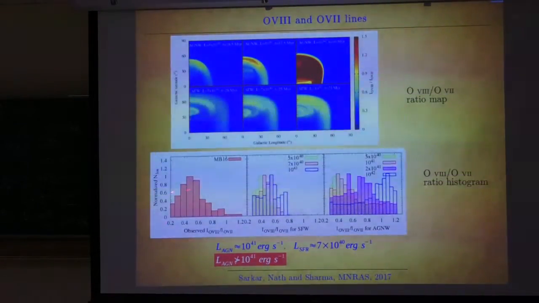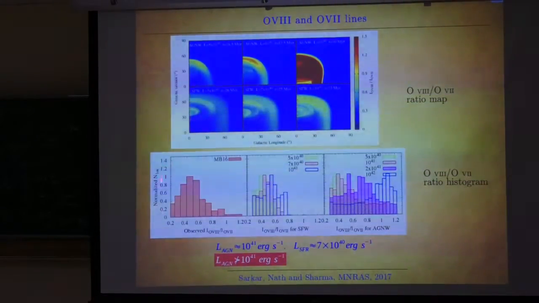And one good way to compare it with the observation is to look at the histogram of the observed intensity ratio. This is the oxygen 8 to oxygen 7 intensity ratio. It's the emissivity that is put in, not just a constant, not just the number of atoms. Yes, it is n squared times the emissivity.